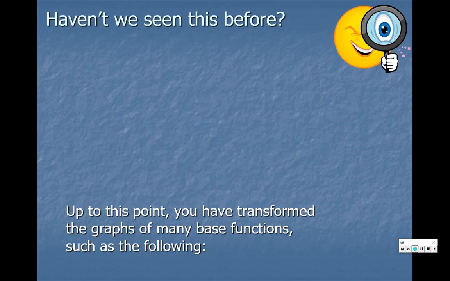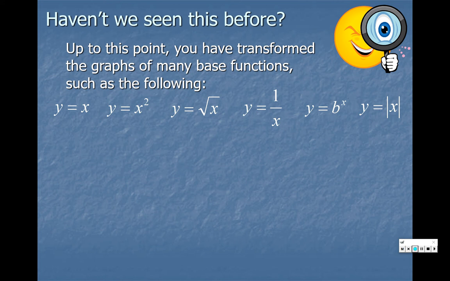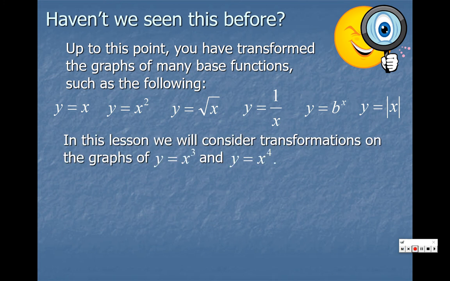Here we go. Haven't we seen this before? Up to this point, you have transformed the graphs of many base functions, such as the following. All these guys from Unit 1. Do you remember all those? Don't worry, you don't have to remember all those this chapter. If they've slipped out of your brain, we don't actually need those. The only transformations we're going to do are on cubics and quartics. y equals x cubed and y equals x to the fourth are the only ones we'll have to worry about.